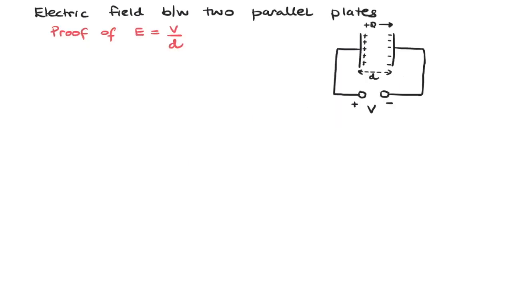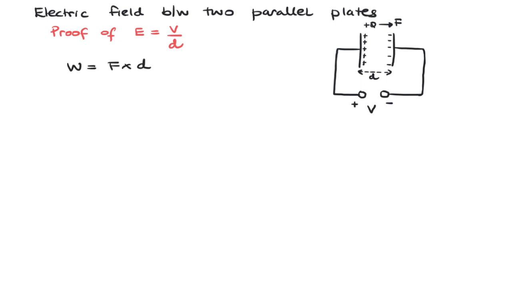Let's talk about the electric field between two parallel plates. We have a small test positive charge placed in between the two plates, and it will experience a force towards the negative plate, and therefore move towards it. If it moves towards that plate with a force F, then work is being done. Work is done as force times distance.